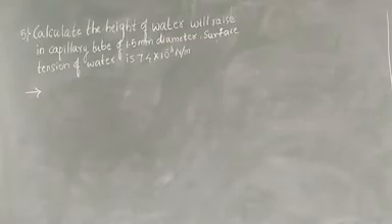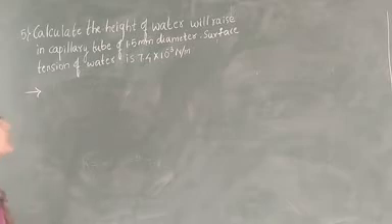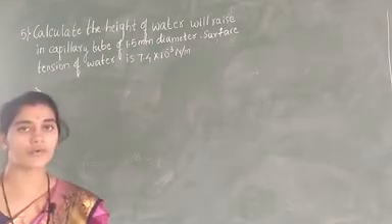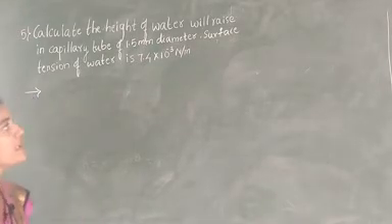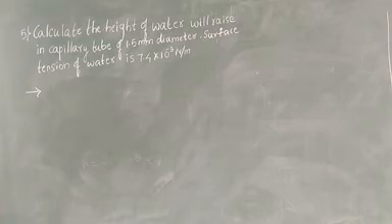Now next question. Calculate the height of the water which will rise in a capillary tube of 1.5 millimeter diameter. The surface tension of the water is 7.4 into 10 raised to minus 3 Newton per meter. Here we have to calculate the height of the water, H is equal to question mark.